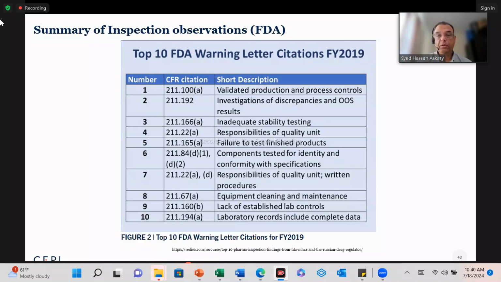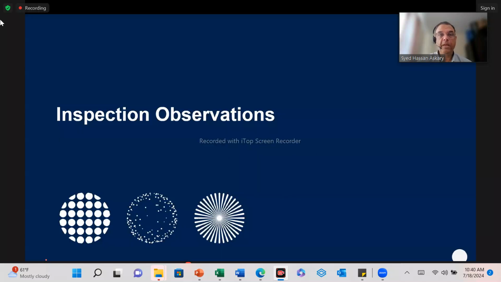Then you go into the stability testing, the quality unit, the failure to test finished products, and things like that. Equipment cleaning and maintenance is a CFR citation, 211. So please go and read those if you want to develop further understanding. Okay, inspection observations.